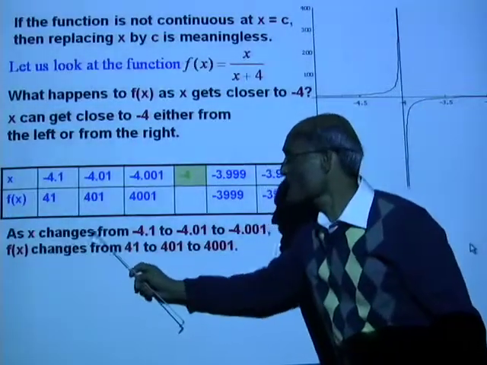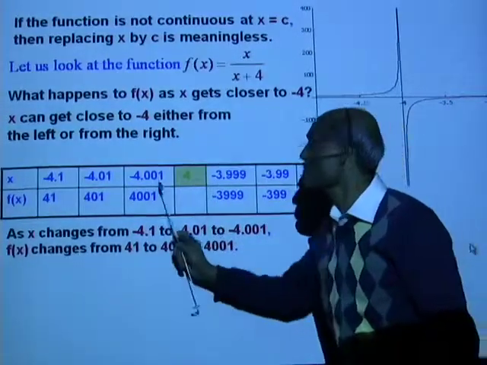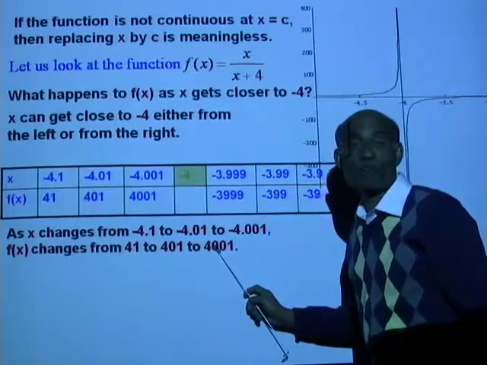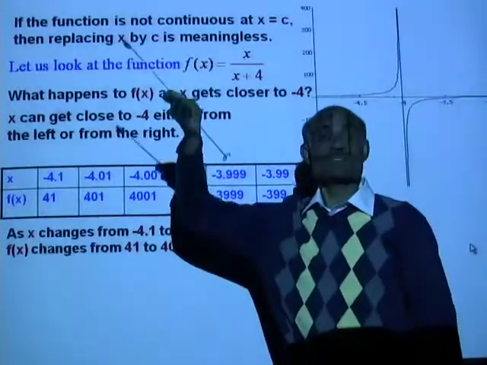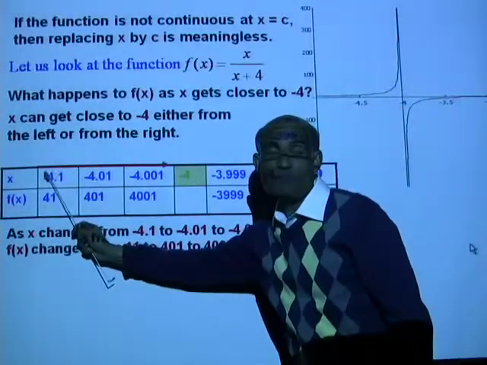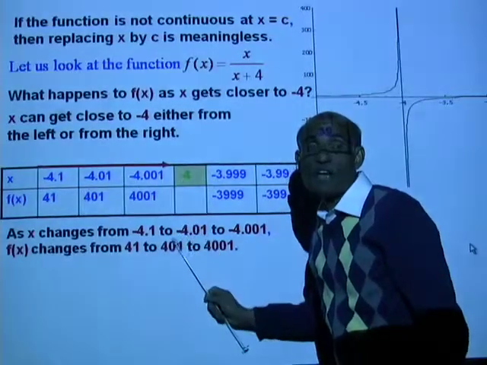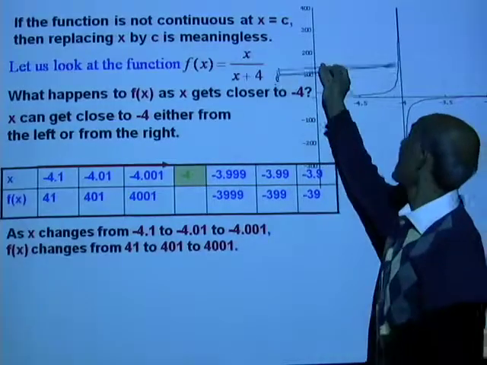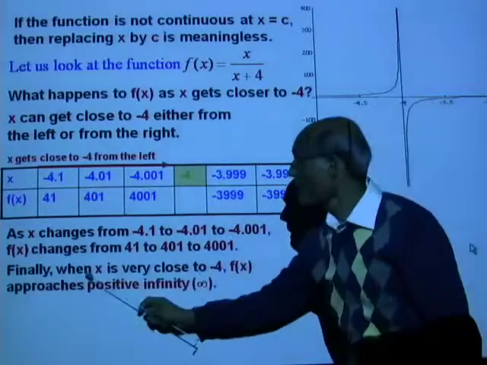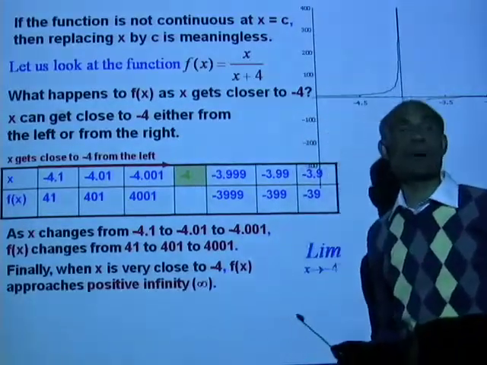That means as x changes from negative 4.1 to negative 4.01 to negative 4.001, f of x changes from 41 to 401 to 4001, going higher and higher and higher. So we can say as x approaches negative 4 from the left, the output approaches what? The output goes to positive infinity. That's right. Finally, when x is very close to negative 4, the function goes to positive infinity.